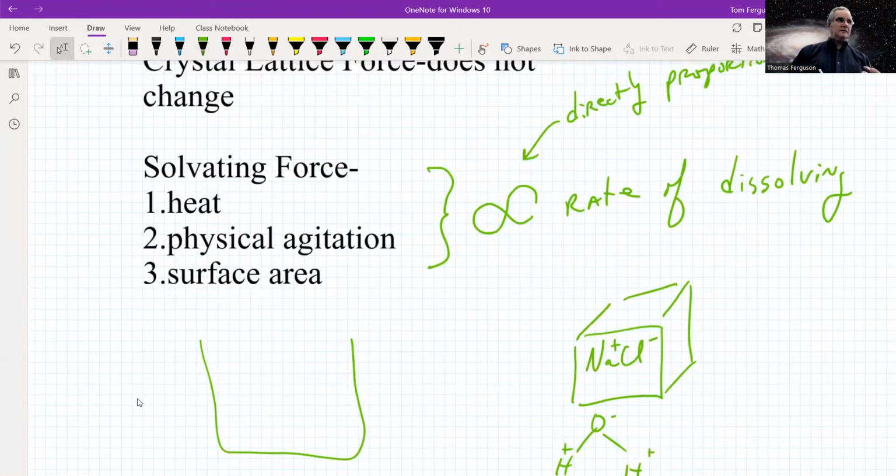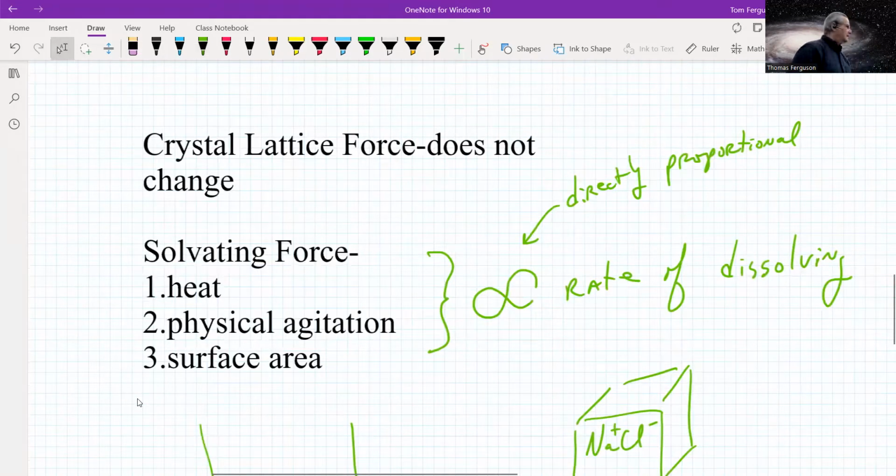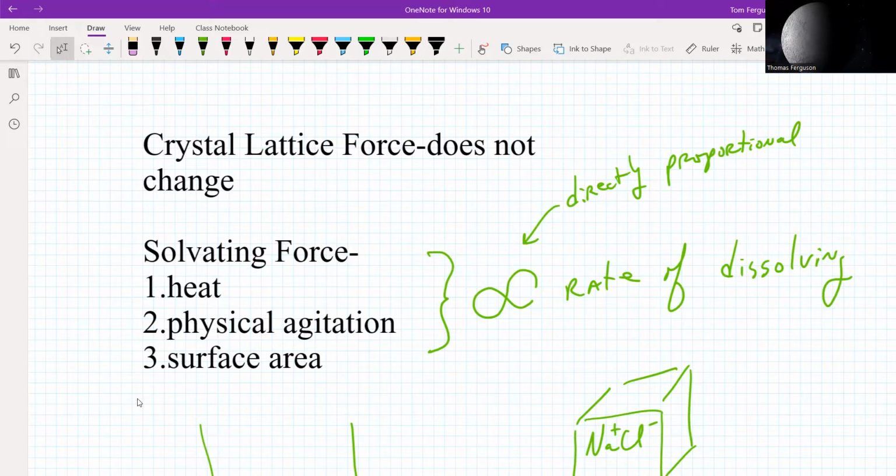Solvating force is a variable. It can vary with temperature, physical agitation, and surface area. Crystal lattice force does not. So we can affect whether something dissolves or not by changing the solvating force and getting it greater than the crystal lattice force. Once the crystal lattice force is diminished compared to solvating force, it dissolves.